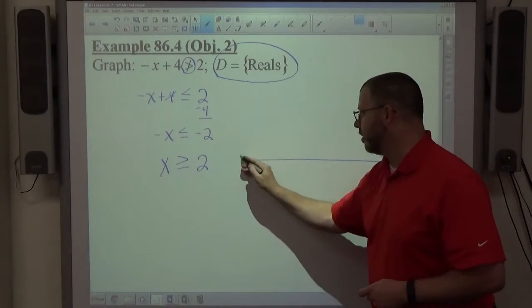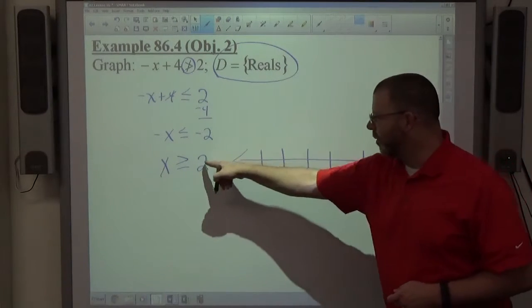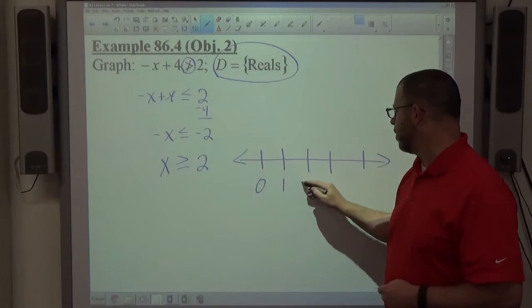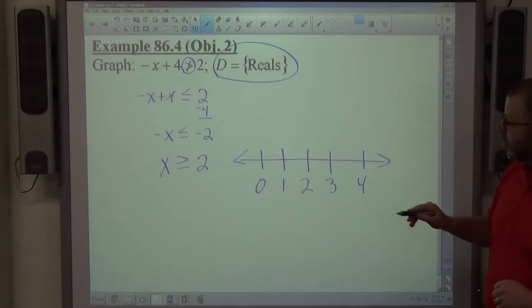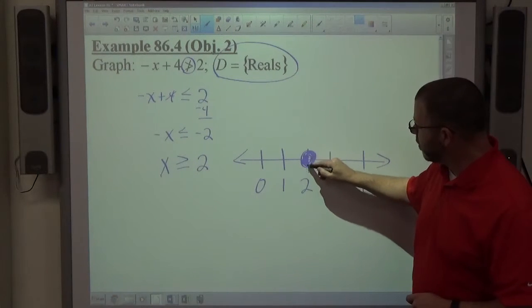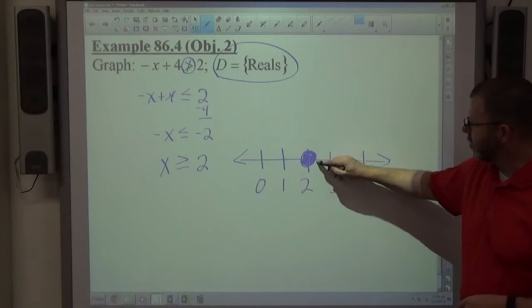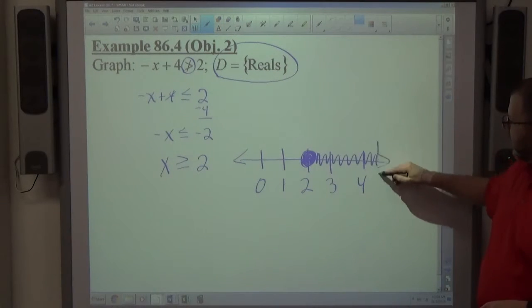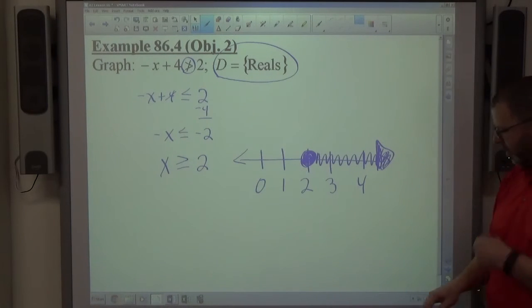So again, drawing a good number line, straight line with arrows, at least 5 dashes. I want this number to be somewhere around the middle. So 0, 1, 2, 3, 4 is a good place for it. Greater than or equal to 2. Again, with reals, we have to make that open or closed decision. The equals 2 makes it a closed decision, a filled in circle. And greater than goes to the right, so we're going to shade off to the right. Make this arrow much bolder and bigger than the other arrow to show that it goes on forever, graphing that direction.